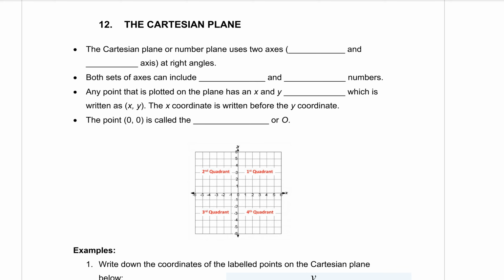So, the Cartesian plane, or we sometimes call it a number plane, uses two axes. It has an X, so put an X in there, and a Y axis.